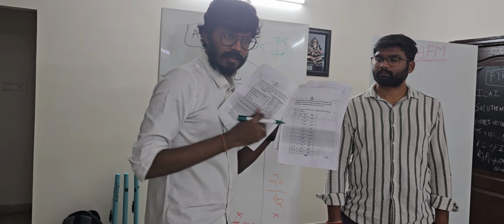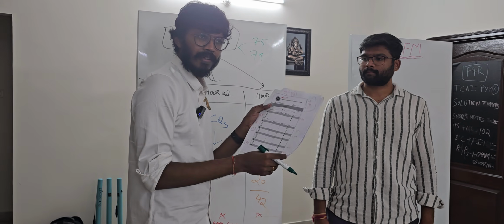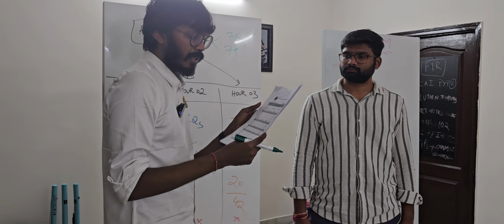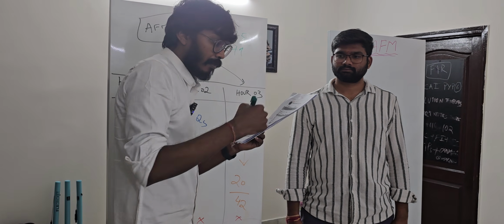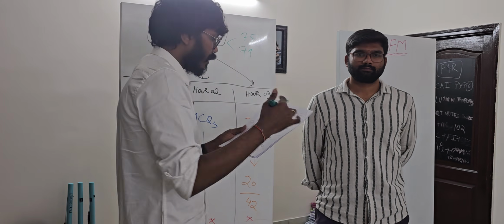This is the previous year question paper, and this is Hari's evaluated answer sheet. His MCQs are pretty good. He got 26, 28, somewhere around that. And in the main paper, he got 47 out of 70. Now, how did he get that?